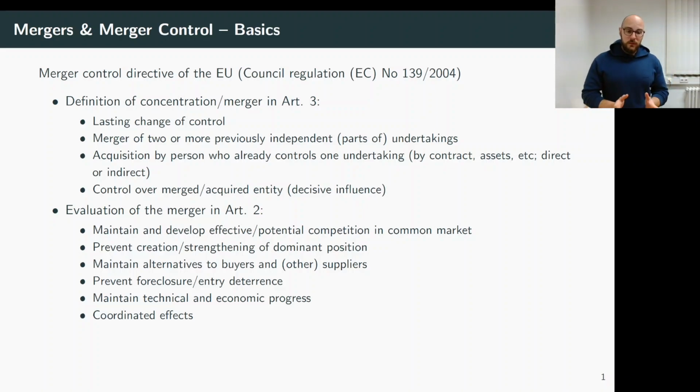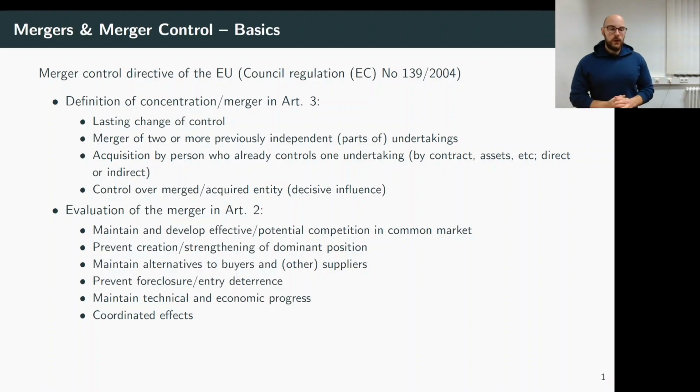Okay, so what is important here is basically, the idea of mergers should be pretty clear. It is important to note that we have to have a lasting effect, and that it's not about minority shareholdings or anything like that. So it's about decisive influence and control over another firm or two firms becoming one, basically. And that's how we think about it in economic terms, usually.